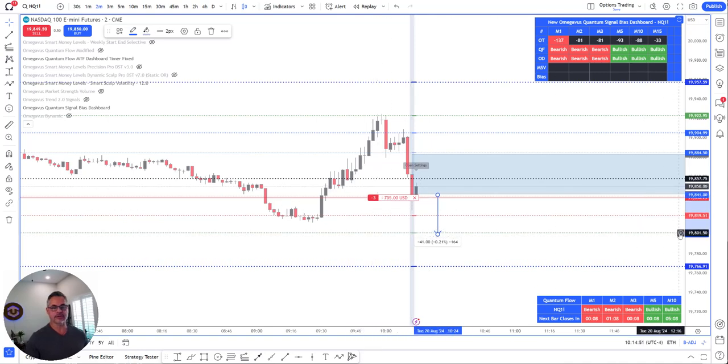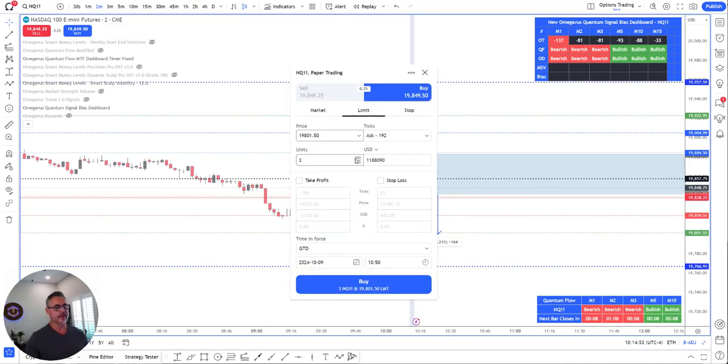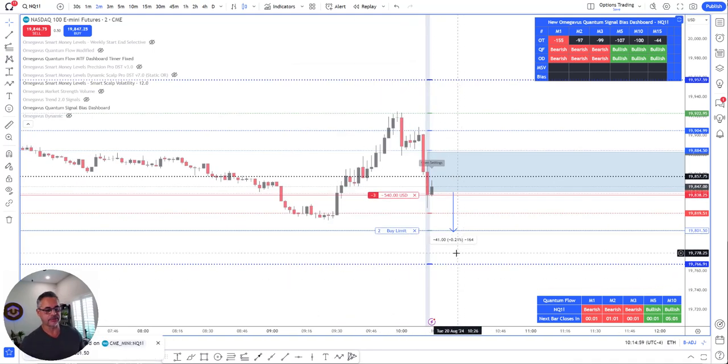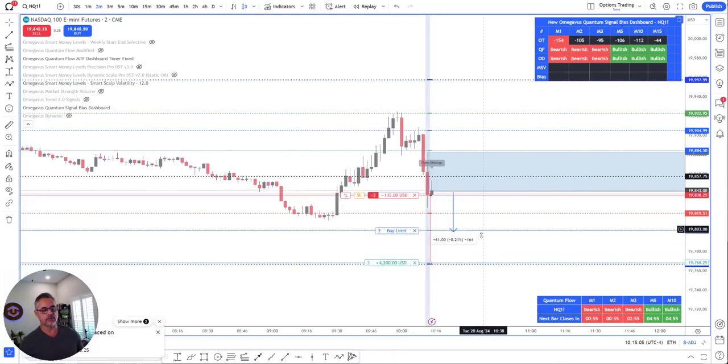aim for this target right here. Okay, and place whatever, right? The amount of contracts that I want to go out in that range, right? And then I always like to go for the fourth one. So this will be my trade.